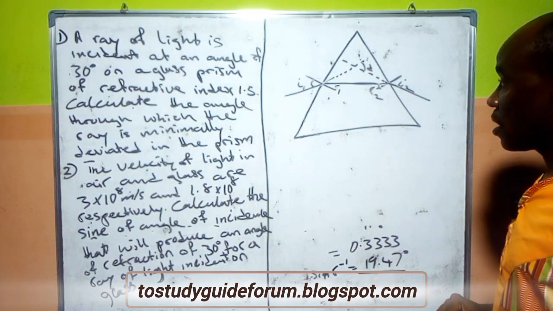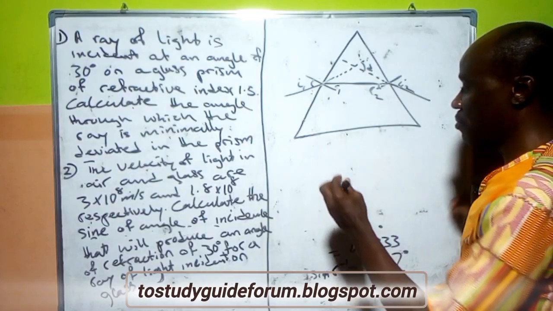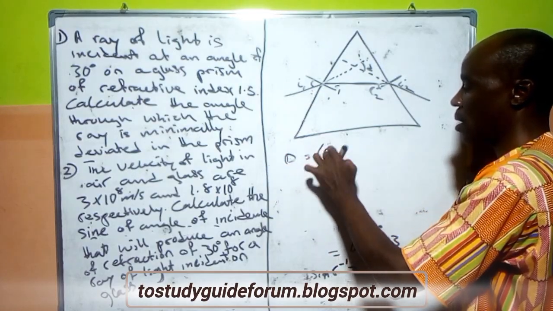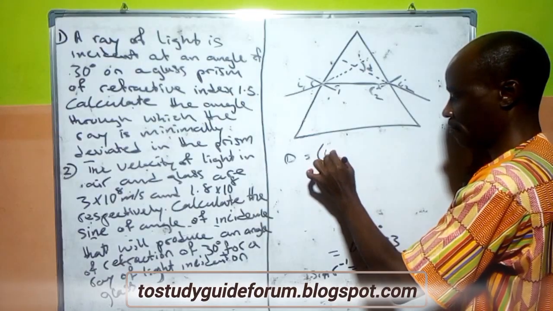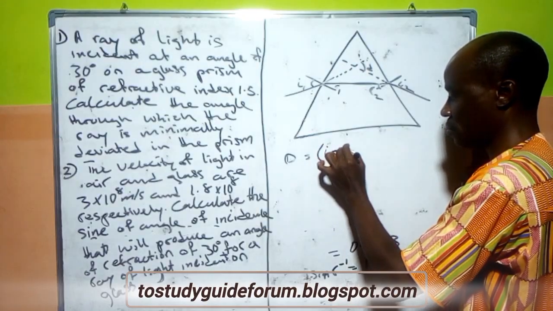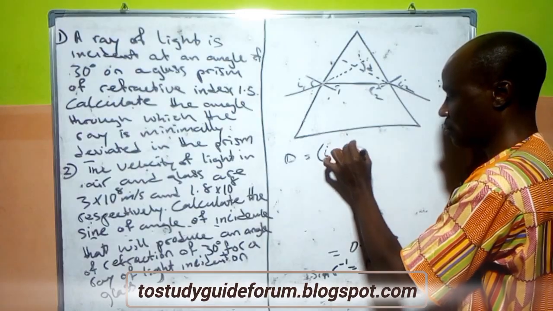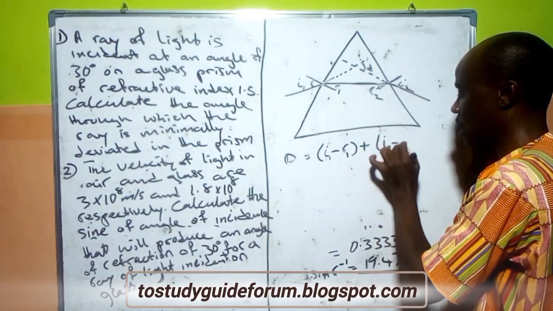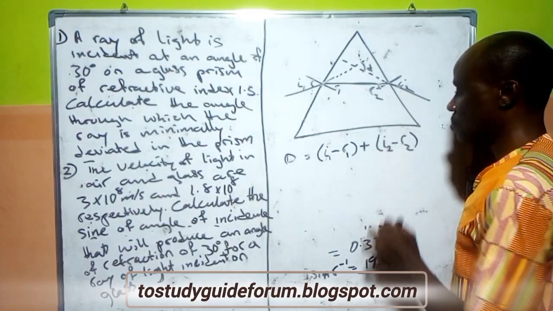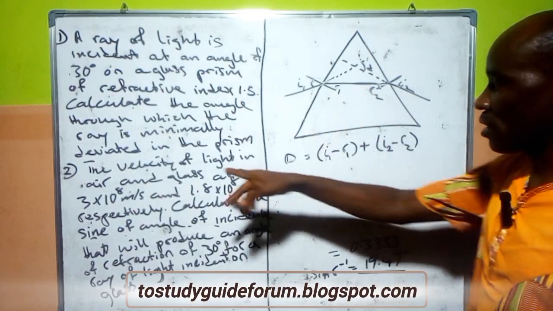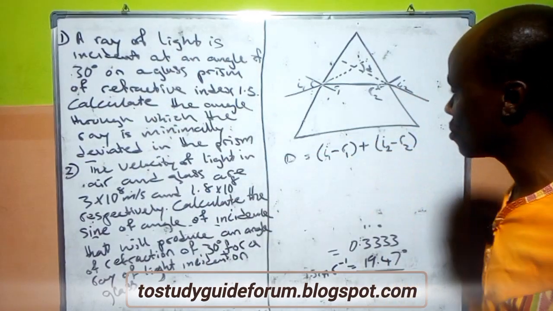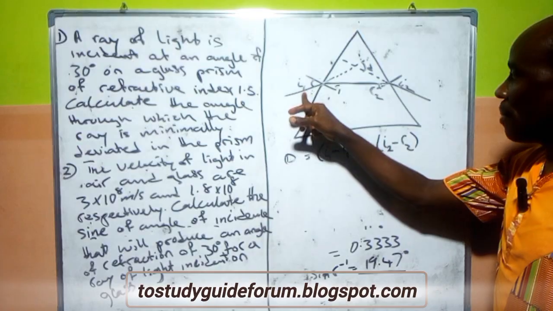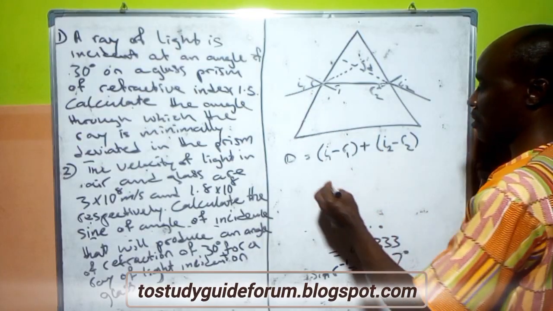So according to the rules of deviation, we're able to find out that D is equal to I1 minus R1 plus I2 minus R2. That will give us deviation. Since the angle of deviation is not given to us here, what are we going to do now? Our first I, incident ray, will have to be.